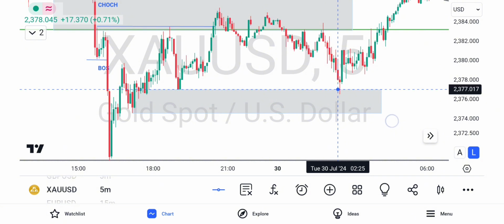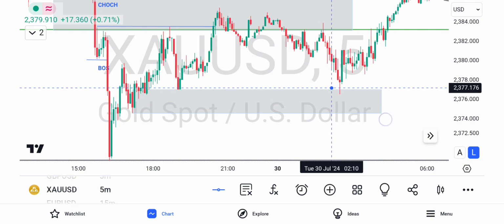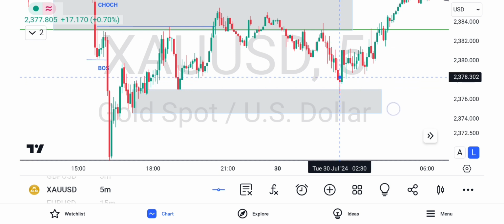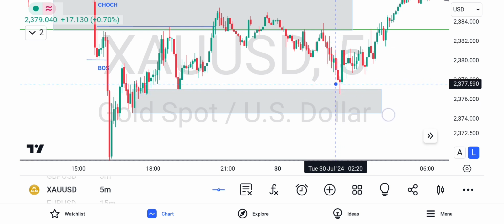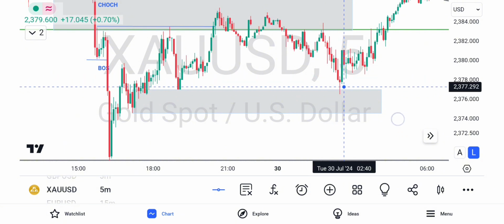You stack your trade around here, or you wait again for a market structure shift and a fair value gap before you enter. You see this candlestick? This candlestick has already given you what you are looking for.